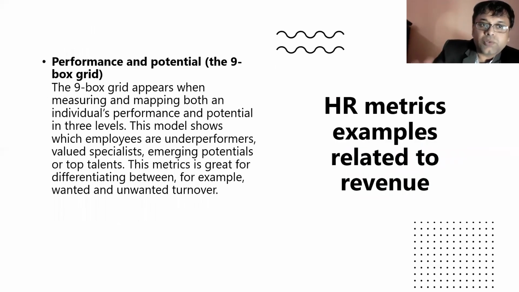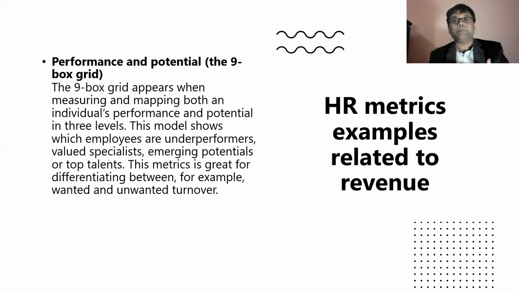Right? Next one is performance and potential, that is the 9-box grid model. Here, what are we going to do? We will count both the individual's present performance and potential. I mean, what is the present performance and what potential do these employees have for performing in the future? We are going to consider both. Then we are going to categorize the employees into 3 categories, a 3-category division actually. What are those? Number 1 is underperformer.